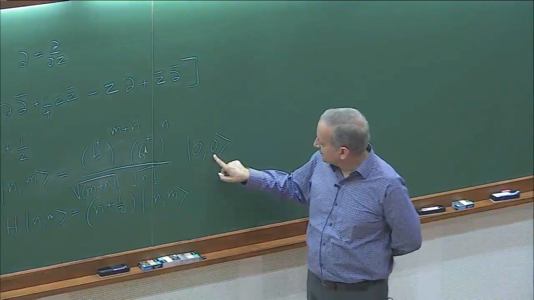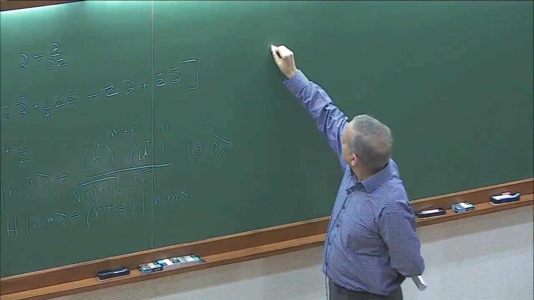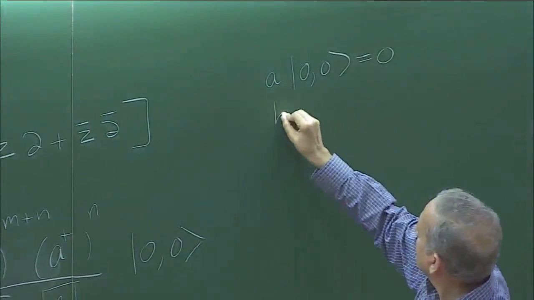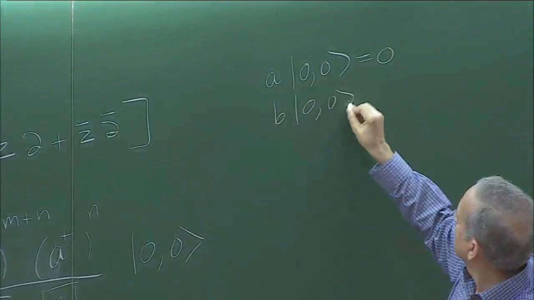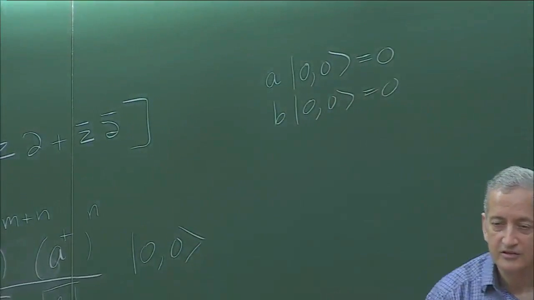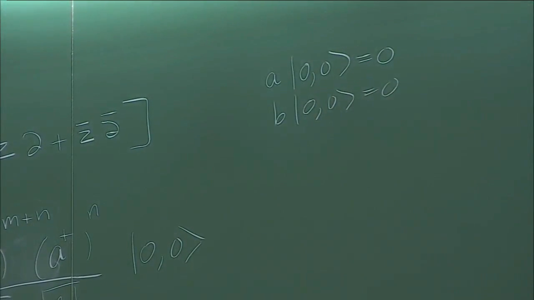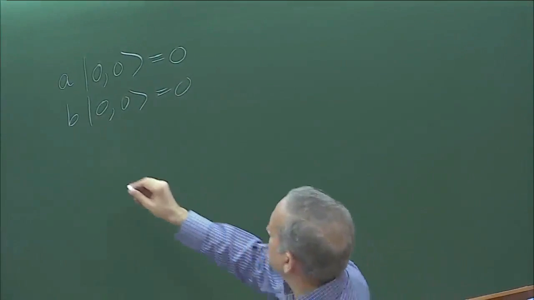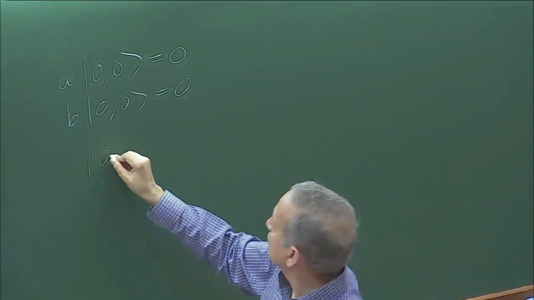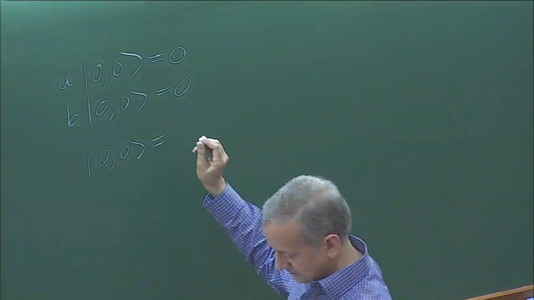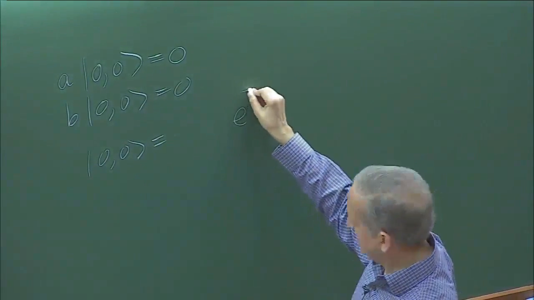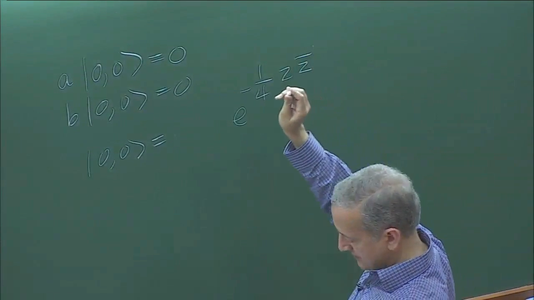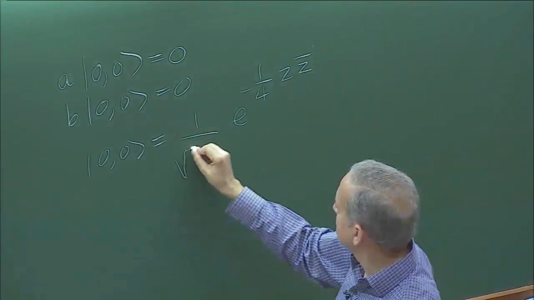This has the property that if I apply A onto this, it gives 0, or if I apply B onto this, I should get 0. So this is the lowest state. This is a state that's annihilated by both A and B. So with this information, you can show that this is given by e to the power minus 1 over 4 z bar, and I can even normalize it.